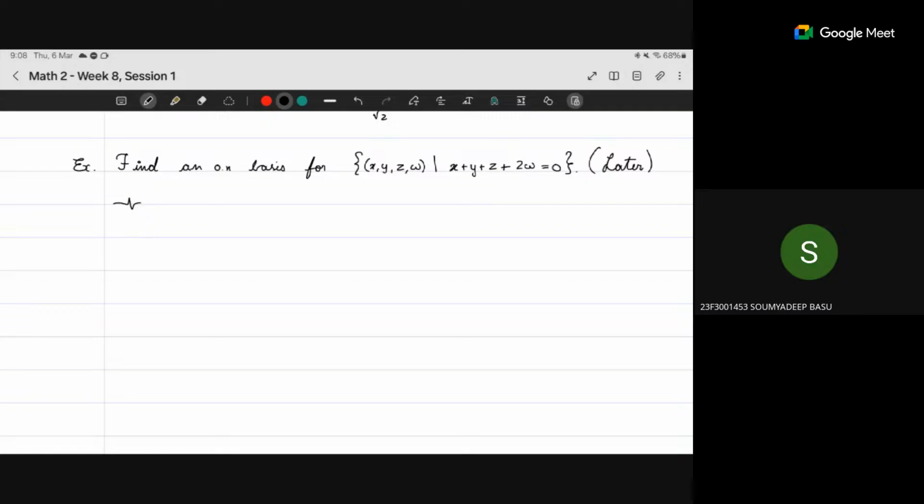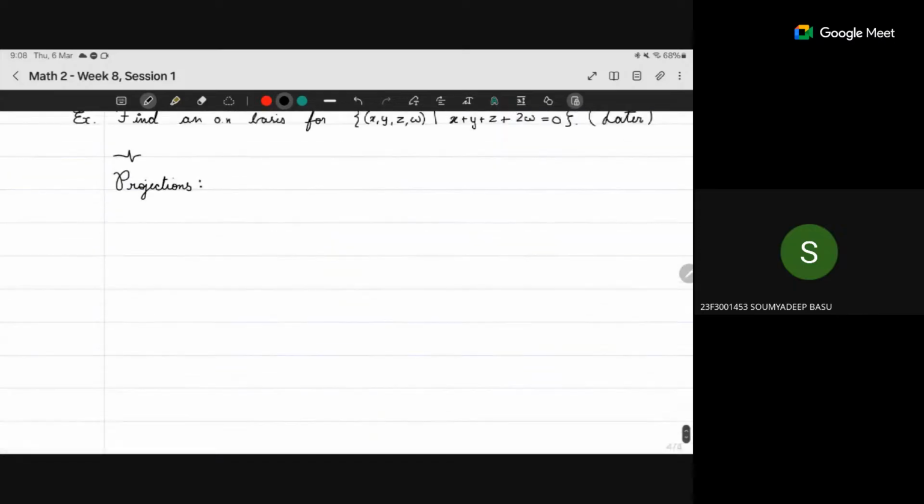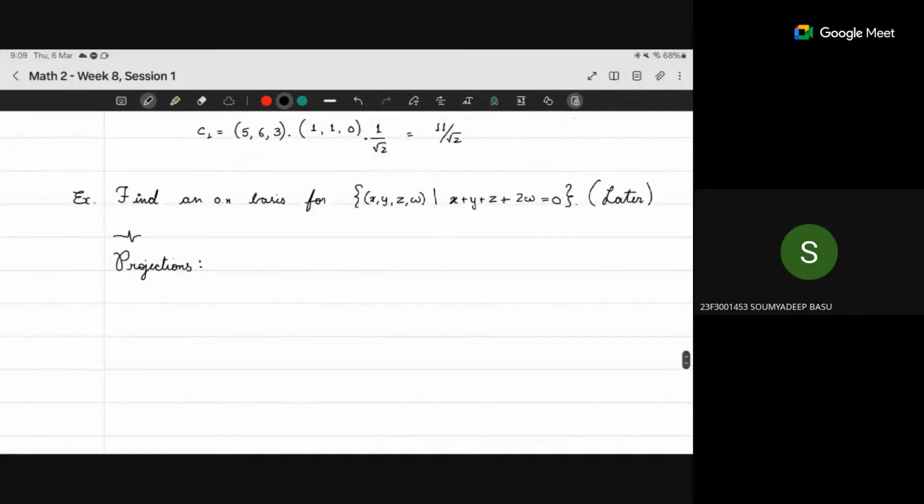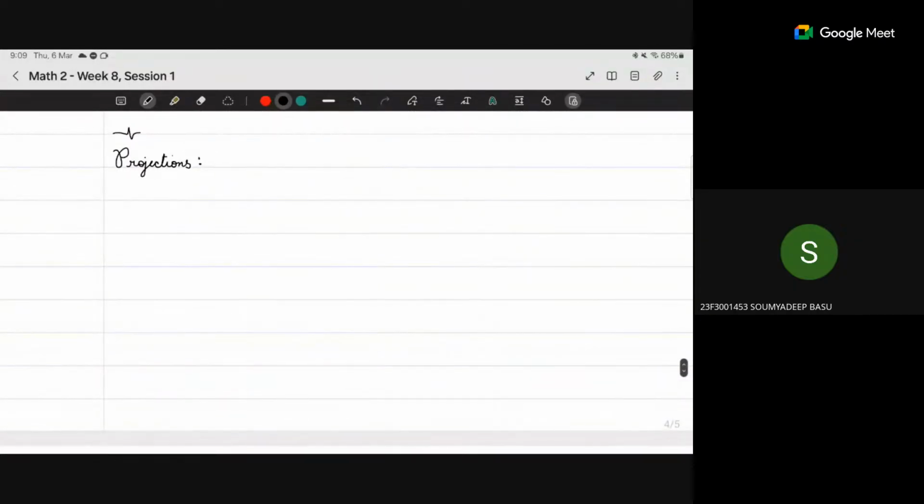So what we will be next looking at is projections. It is related, in some sense, to orthonormal basis, but it might seem not that obvious. Now, first, let me just give the formula for u and v in V.